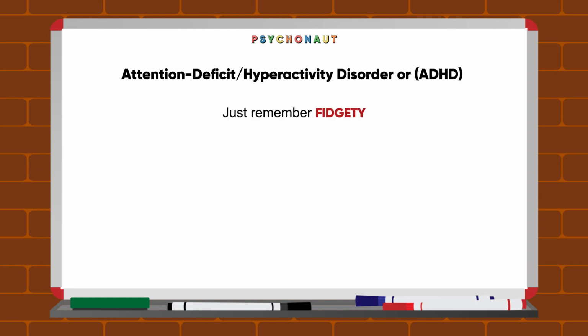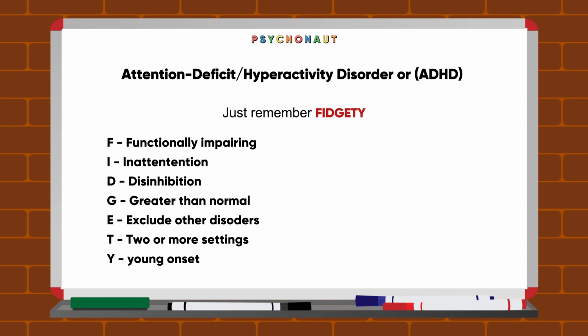Just remember FIDGETY. F is for functionally impairing, I for inattention, D for disinhibition, G for greater than normal, E for exclude other disorders, T for 2 or more settings, and Y for young onset.